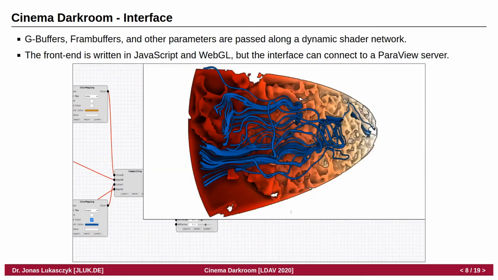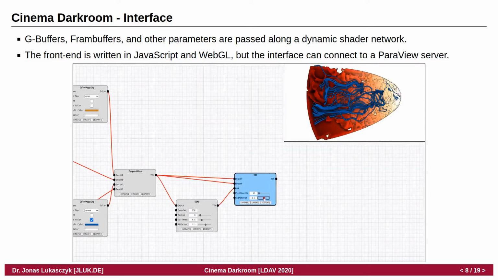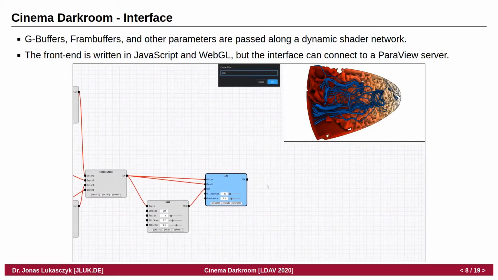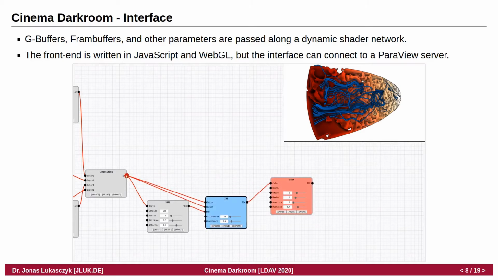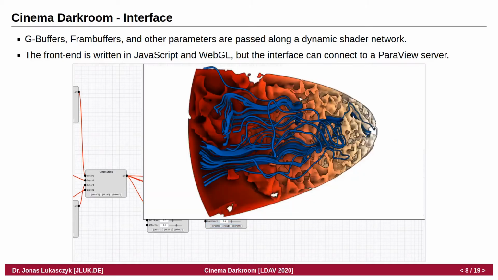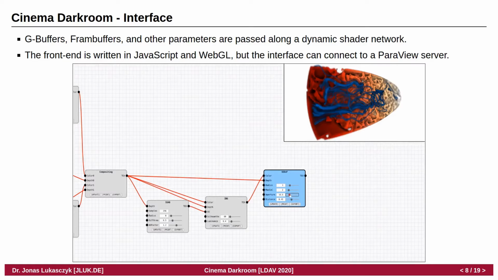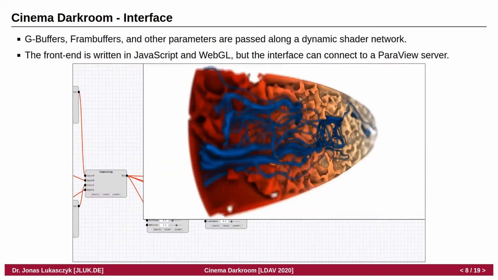Regarding its actual implementation, the front end is completely written in JavaScript and WebGL, where the front end can either directly import a cinema database or connect to a ParaView server via a WebSocket to retrieve G-buffers. G-buffers and intermediate renderings are then passed along the network as frame buffer objects. If a filter corresponds to a shader, then its inputs are automatically passed to the shader as uniforms.